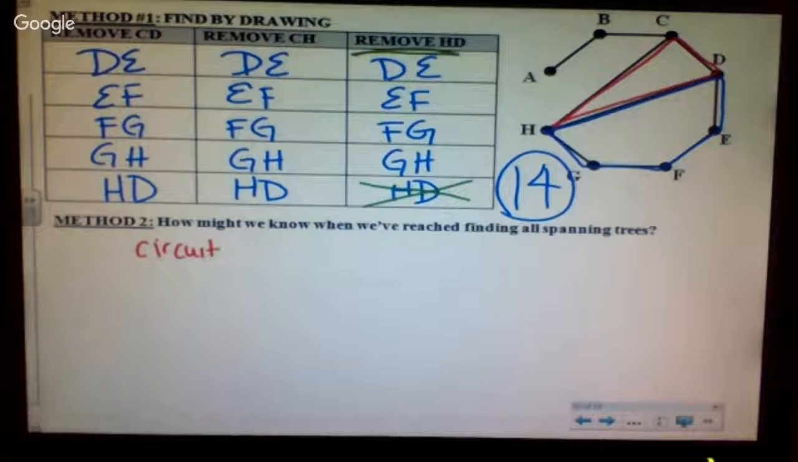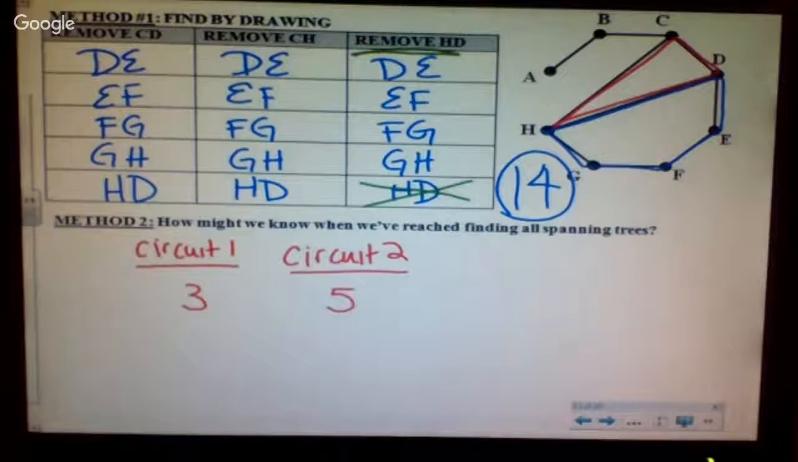So just like we did the last one, how many options did we have in circuit 1? 3. How many options did we have in circuit 2? 5. Okay, the way we get rid of the fact that that is overlapped and I've counted it twice, because think about it. If I count 3 in circuit 1, I've counted HD. If I count 5 in circuit 2, I've counted HD again. I don't want to count it again. So the way we do that is we're going to throw this in parentheses and subtract 1 on the inside to get rid of the fact that we've repeated it. So 3 times 5 is 15, minus 1 is 14.